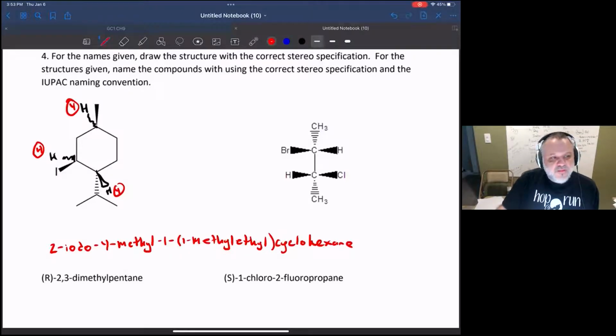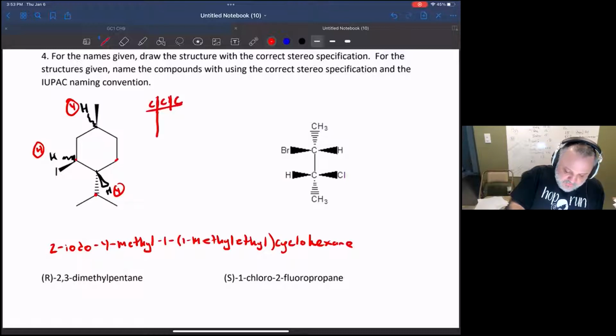Okay, let's start with the number 1 position, the 1-methyl ethyl. And so I've got carbon, carbon, and carbon. And so they are all tied. And so I need to think about this carbon, I need to think about this carbon, and I need to think about this carbon. And so let's do it.